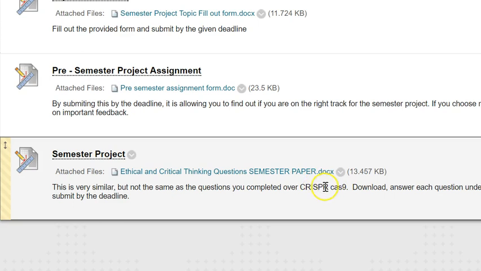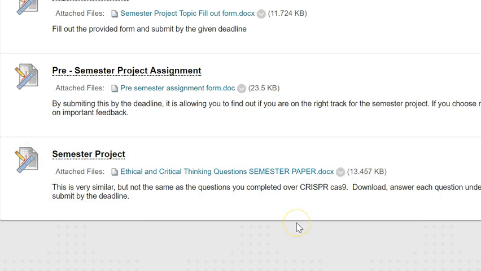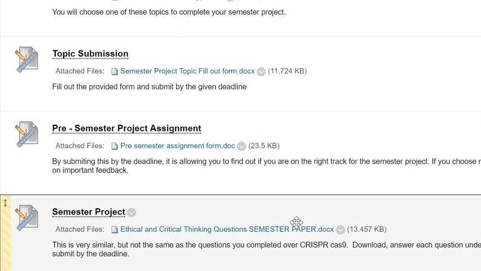So this one is not over CRISPR-Cas9. CRISPR-Cas9 is the one that you did for the ethical thinking paper. So it's very similar, but not the same. And then again, it just tells you to download it and answer it. But again, this will give you a chance to pick a topic that you would like to cover for that. All right, if you have any questions as we get closer to that, let me know.